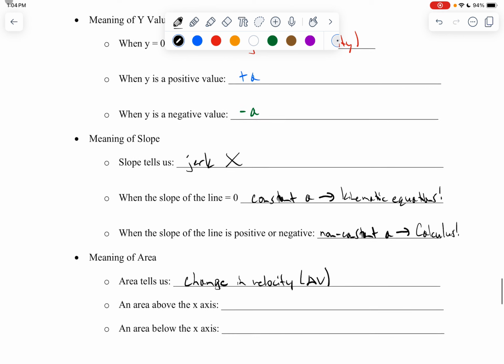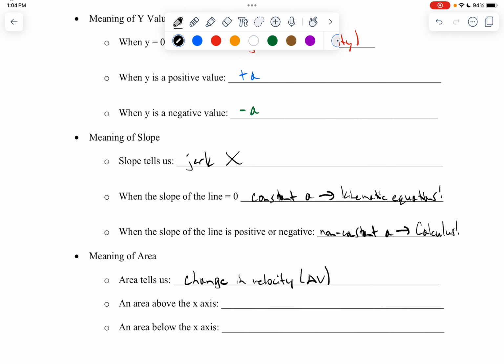So if we have an area above the x-axis, it basically means we have a positive change in our velocity. So maybe we're going from a speed of 2 meters per second up to 5 meters per second, or maybe from negative 3 meters per second up to negative 1 meter per second, or anything representing a positive velocity change. Areas below the x-axis just mean we're going to have a negative velocity change.